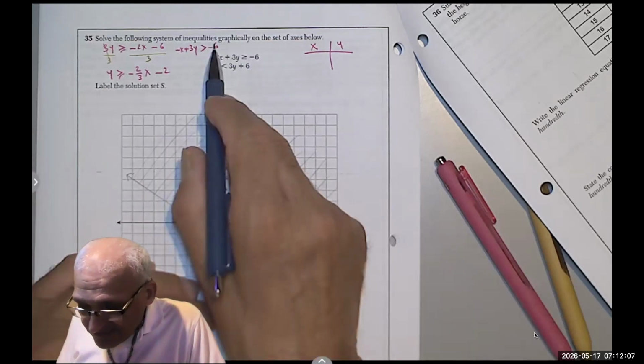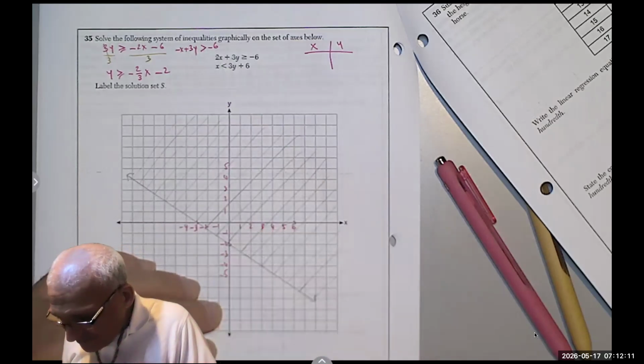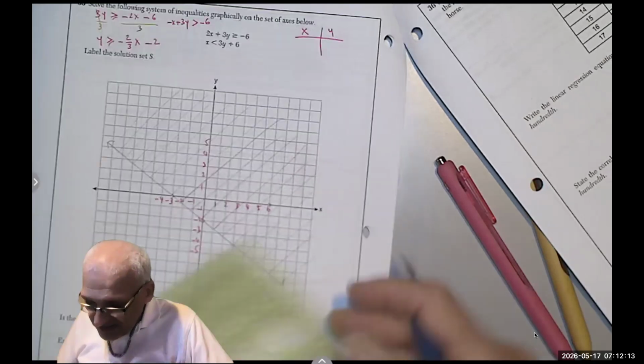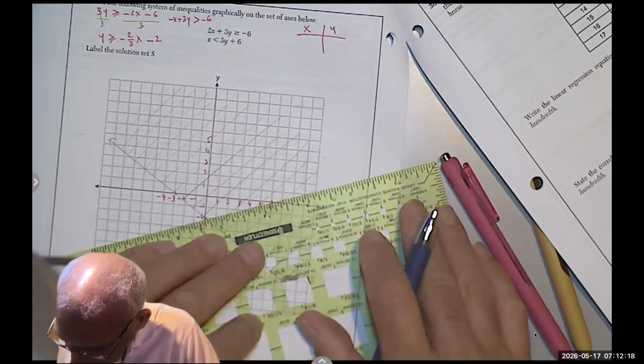And if I divide negative 6 by 3, I get negative 2. So negative 2 is another point of intersection. But this line is dotted, right? Dotted line.